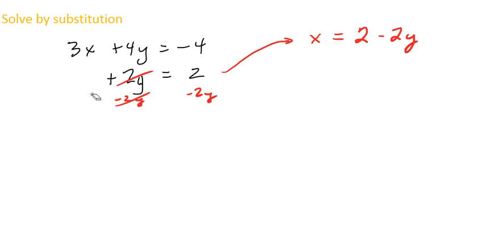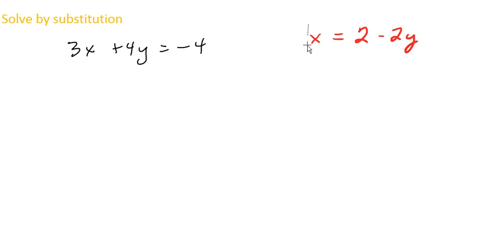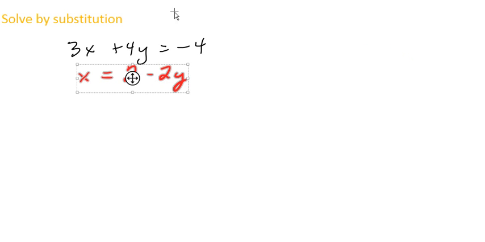Because the substitution method says that I need to combine these two equations now. And if you look at this, I'm just going to move this back down here. Okay, so now see what x equals? I know that x equals 2 minus 2y. And so I am going to substitute that into the other equation.